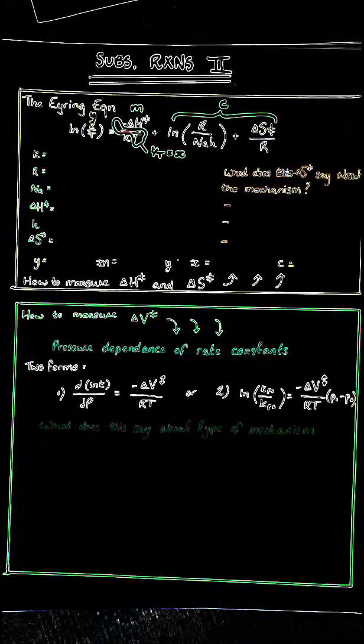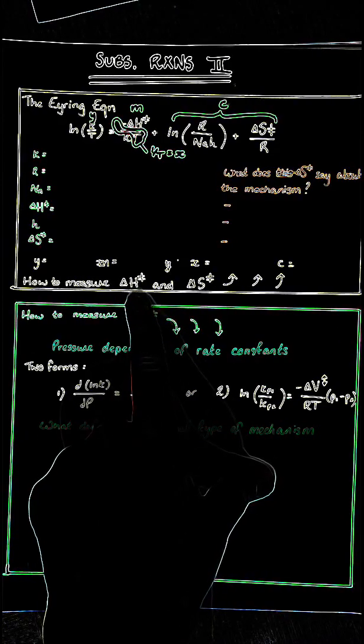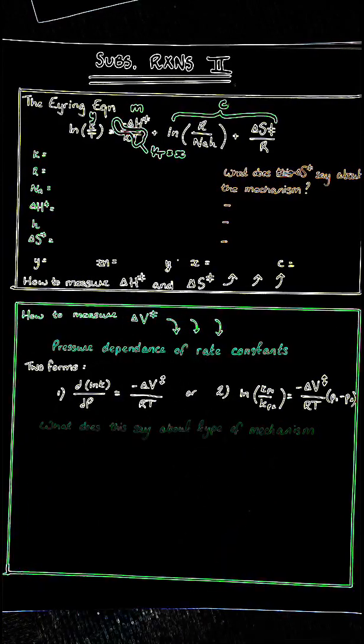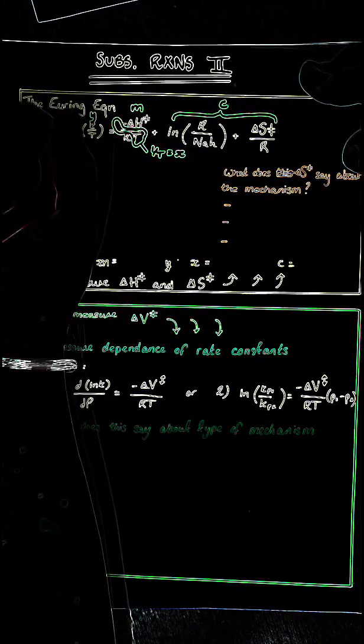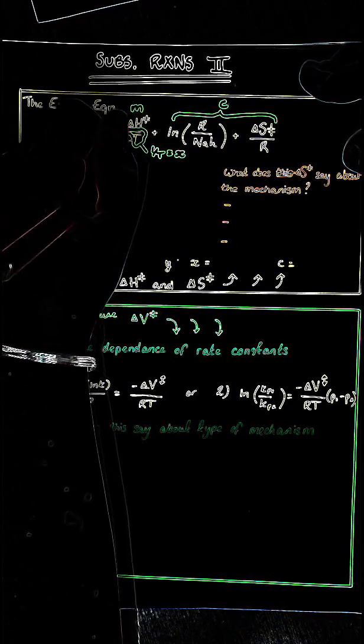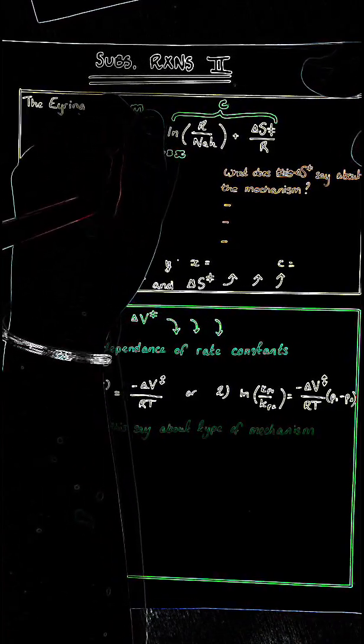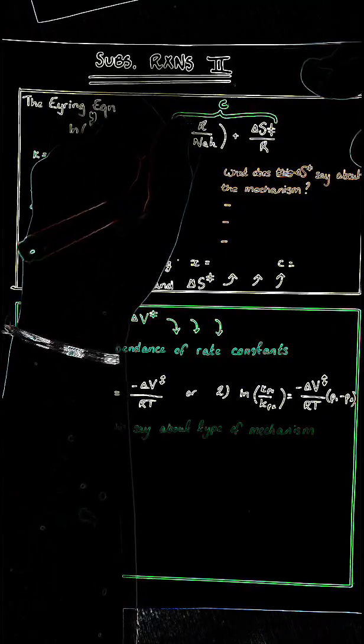So there are 3 thermodynamic factors we can use to predict the pathway. The first is using the Eyring equation, and this is to calculate enthalpy of activation and entropy of activation. So it's natural log of k over T, where k is the rate constant, equals the activation energy over RT, where R is the gas constant, which is 8.314.